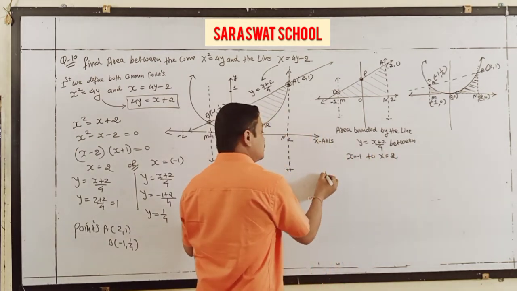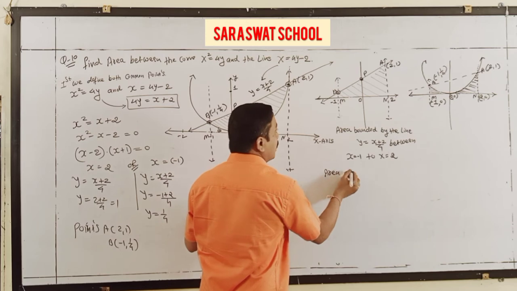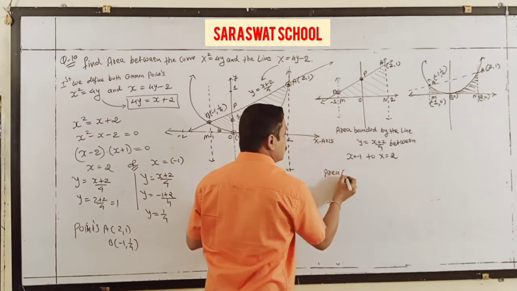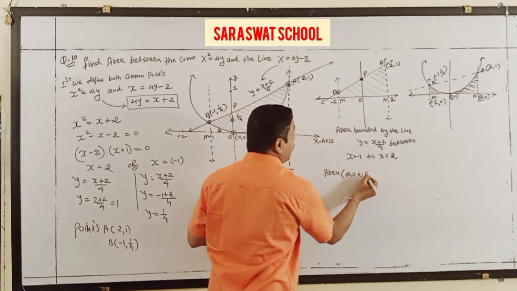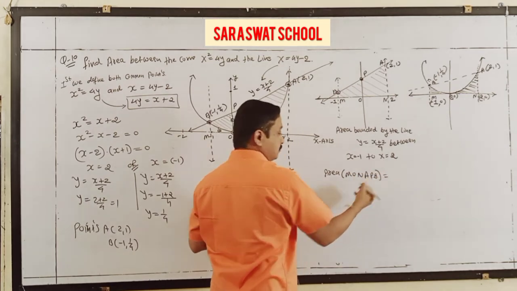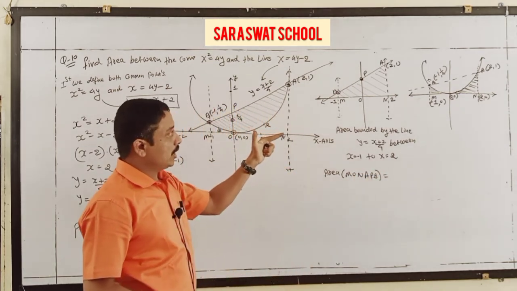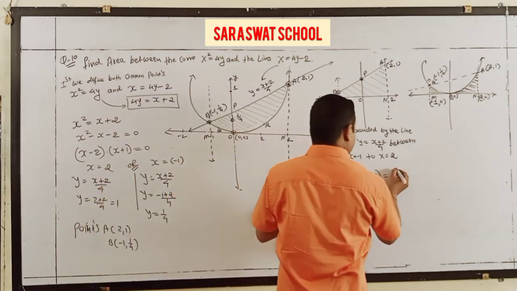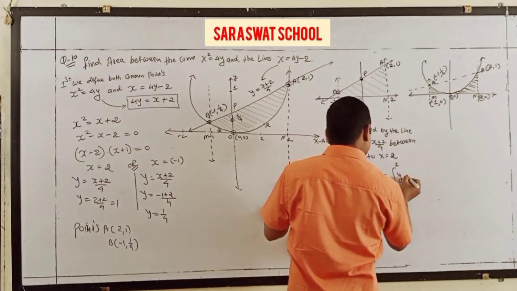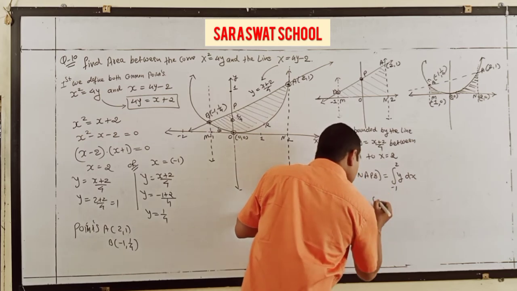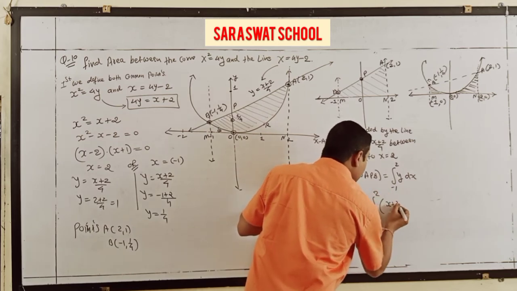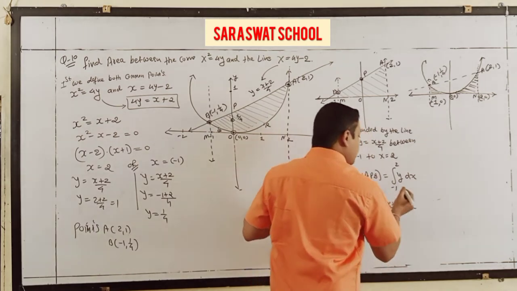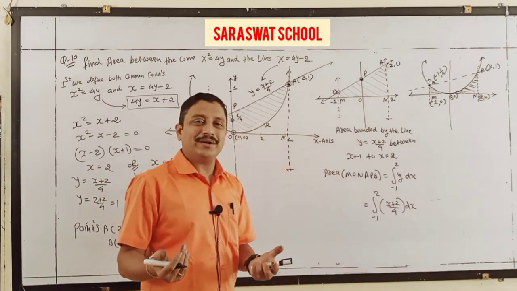So your area is M O N A P B, the full area M O N A P B. That is the integral from -1 to 2 of y dx. From -1 to 2, y is (x + 2)/4, and simply create your integration.